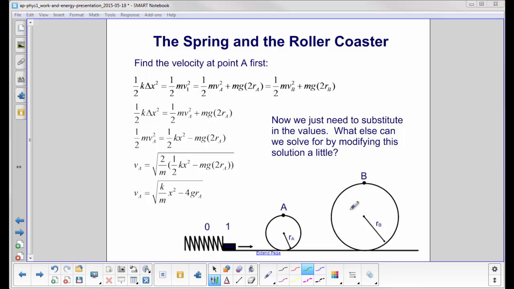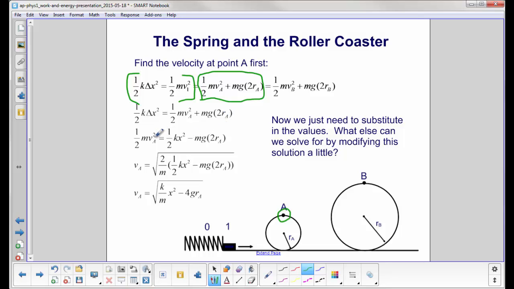Let's find the velocity at point A first. We could have found the velocity at point 1, but that's just right here. And we've done that before. That's not terribly hard. You just solve that for v1. But in this case, we're going to be looking at point A. So we have 1/2 k delta x squared equals this part of the equation. This is the key equation that relates to point A. So we don't need to look at the energy at point B. So we have 1/2 k delta x squared equals 1/2 m v_A squared right here, plus m g 2 R_A.